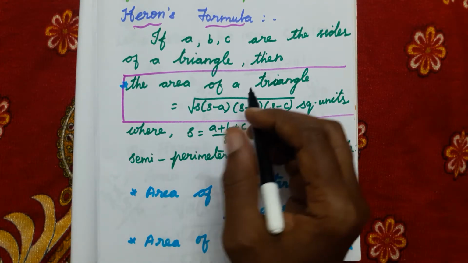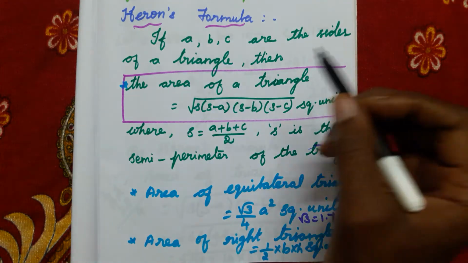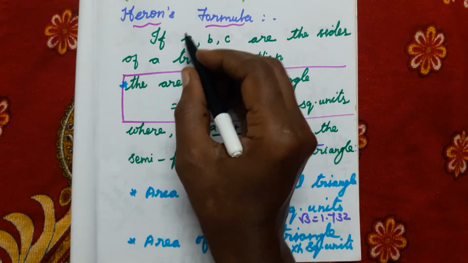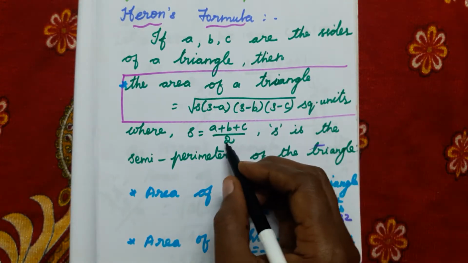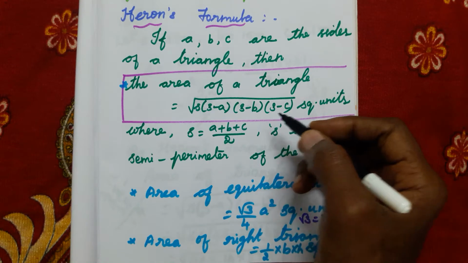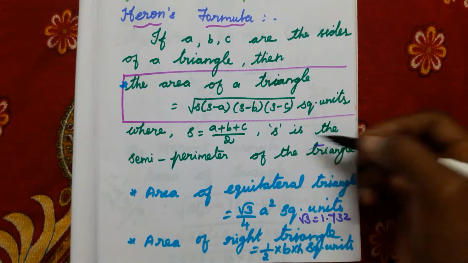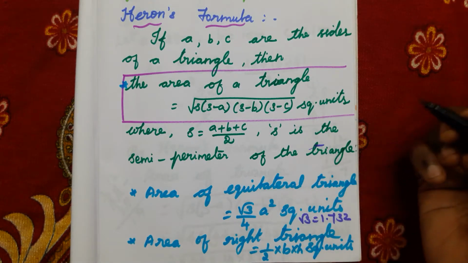S is equal to semi-perimeter. Semi-perimeter means we have to add three sides, A plus B plus C by 2. S is equal to A plus B plus C by 2. S is the semi-perimeter of the triangle.